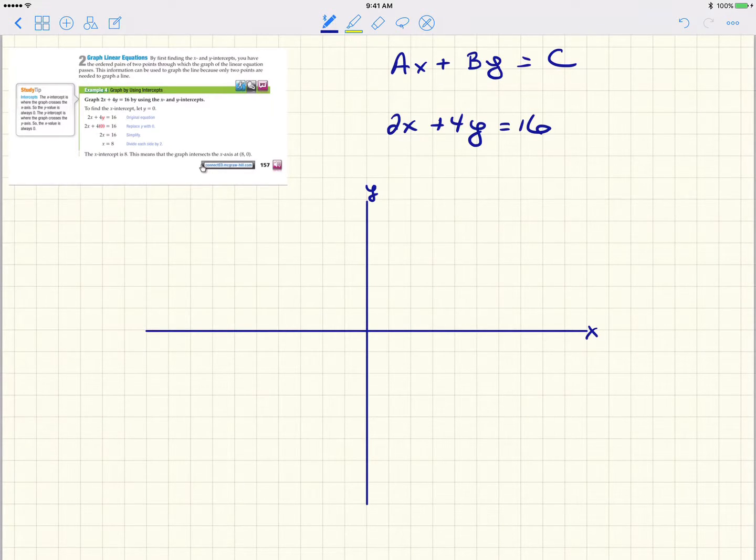So how do we use the standard form of this equation to figure out my x and my y intercepts? Well, very easily.